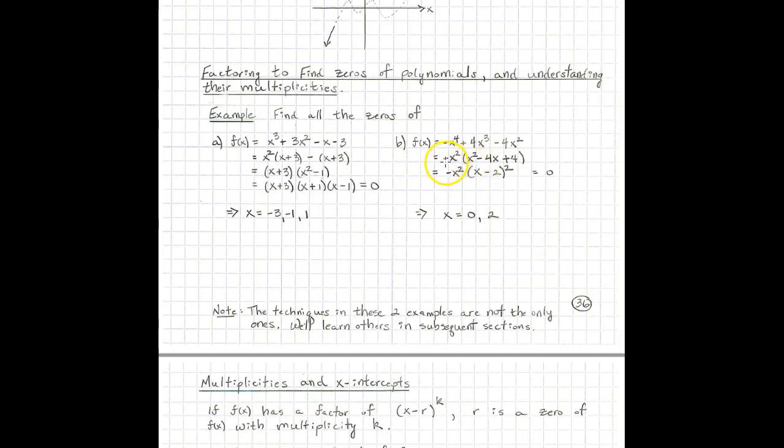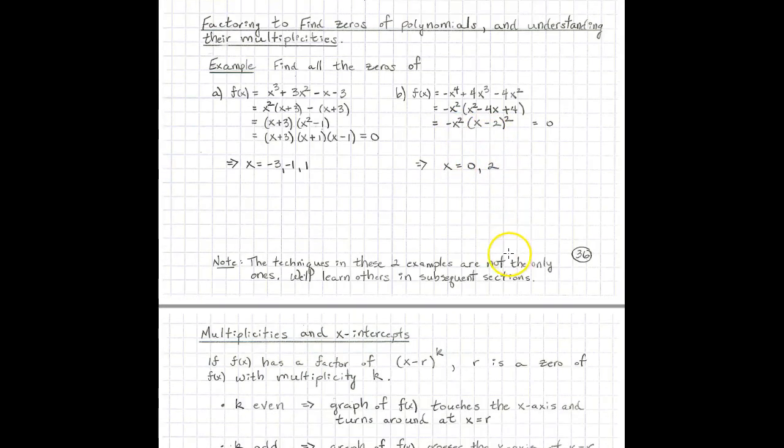So when I factor out a minus x squared, I'm left with x squared minus 4x plus 4. I can see that that's the same thing as x minus 2 quantity squared, right? X minus 2 times x minus 2. So if I set that equal to 0, I now have the polynomial, a 4th degree polynomial, factored completely down into linear factors. Set it equal to 0, I can see that x either has to be 0 from this guy or 2 from this guy. Okay?